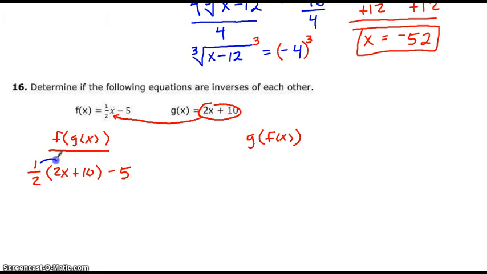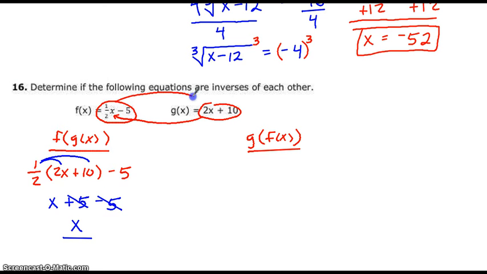Okay, distribute the 1/2. 1/2 times 2 cancels out. 1/2 times 10 is 5. And 5 minus 5, those cancel, leaving me with x. That's what you want to get. If it reduces down to x, then you're on the right track for them to be inverses. So let's check g of f of x. If this one also works, then we're in business.